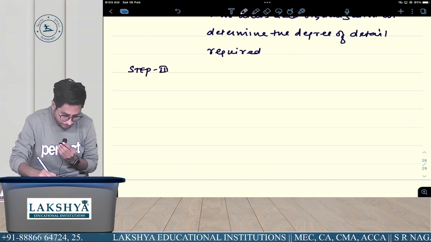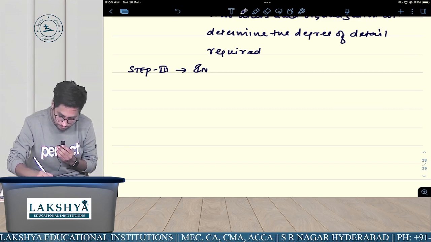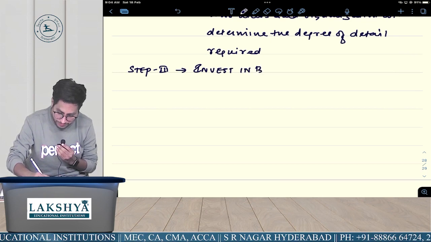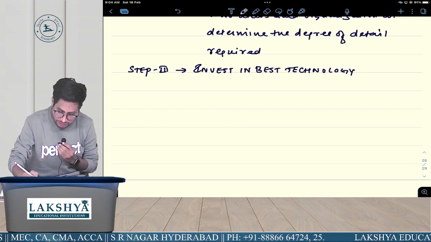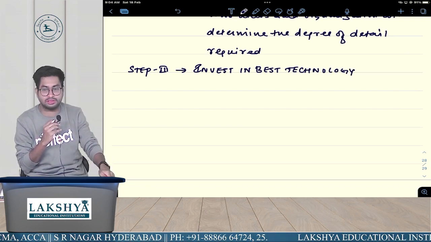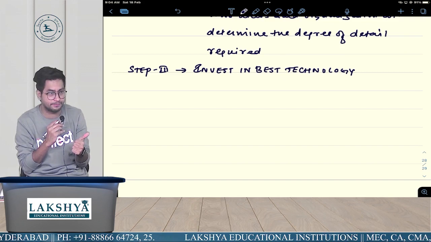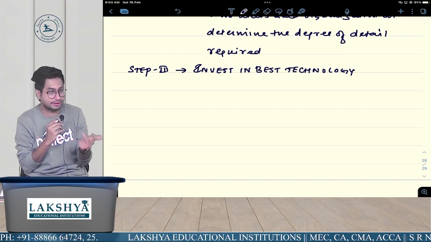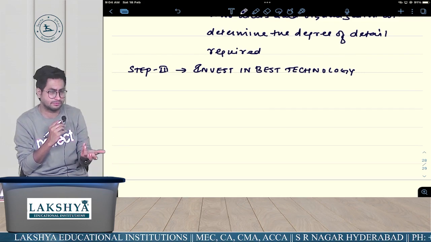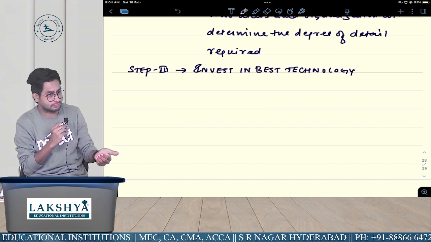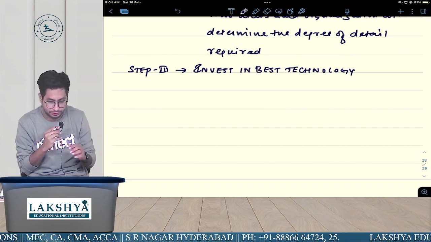Step number 3. Invest in best technology. Yesterday we studied so many technologies which are used to prepare reports. Can you tell some? Microsoft Power BI, then Tableau, then QlikView, and MS Excel. Which is the best technology, the most powerful? I told you Microsoft Power BI. Second is Tableau. Third one is QlikView, and last one is MS Excel. So invest in best technology.